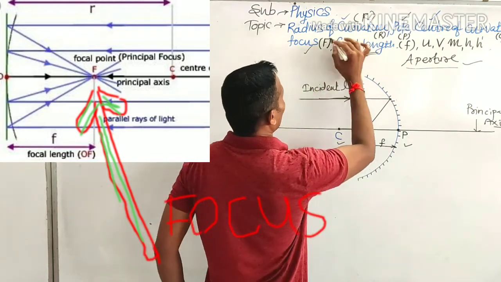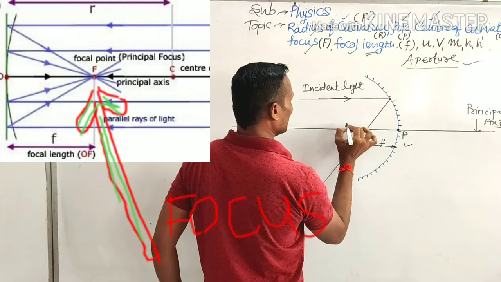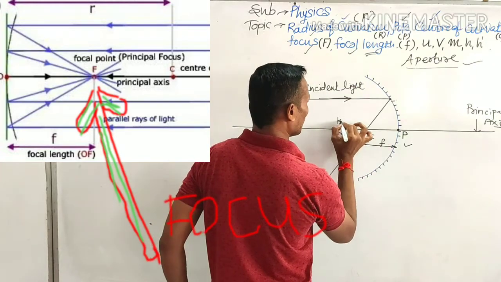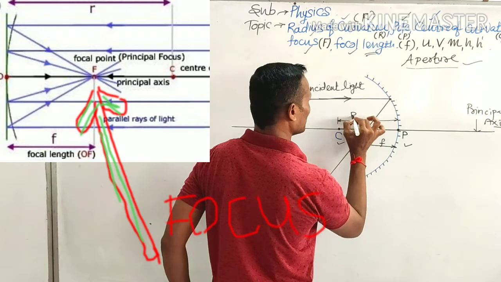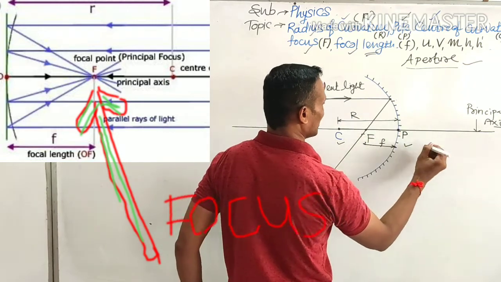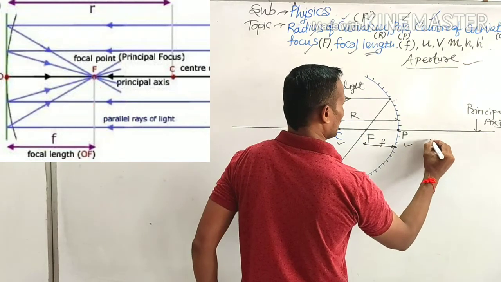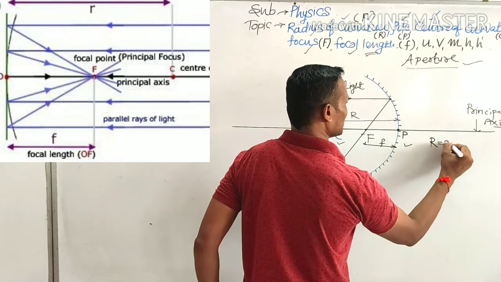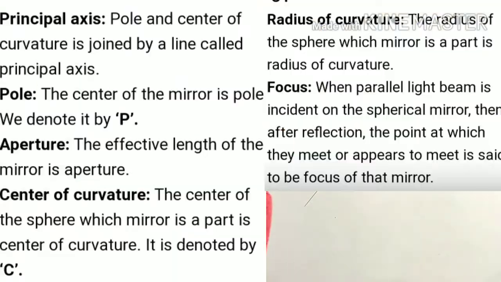What is the radius of curvature? It's a length between center and the pole. So this is our radius of curvature, and we can easily find it out. The radius of curvature is twice the focal length.